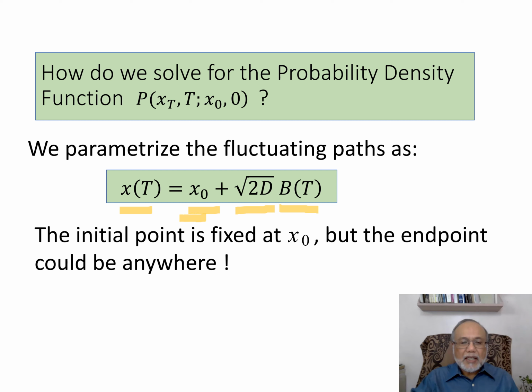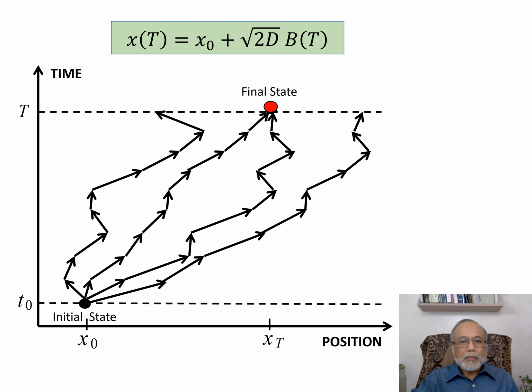But since this is a Brownian motion, at the final time, capital T, the endpoint of this motion could be anywhere. It's random. So we have a configuration or diagram which might look like this. We start with time t naught in our process, and we end at some final time capital T. The vertical line is the time, and this would be the position.